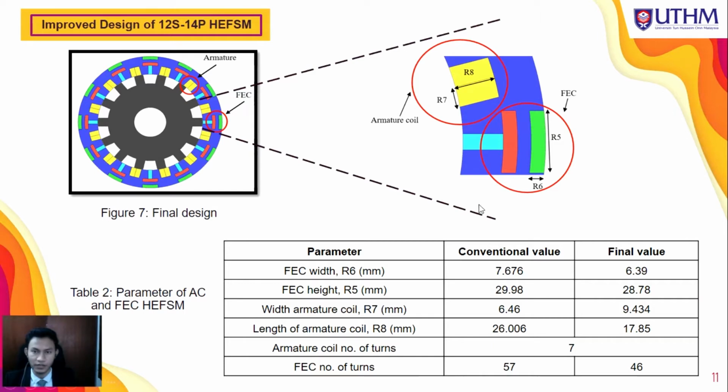Next we proceed to the width of the armature coil, which is R7. From the conventional design it is 6.46 and the final value is 9.434, and the length of the armature coil, which is R8, the conventional value is 26.006 and the final value is 17.85. Both of these values keep the slot area around 168.40 millimeter square, and the armature number of turns is the same because the slot area does not change much.